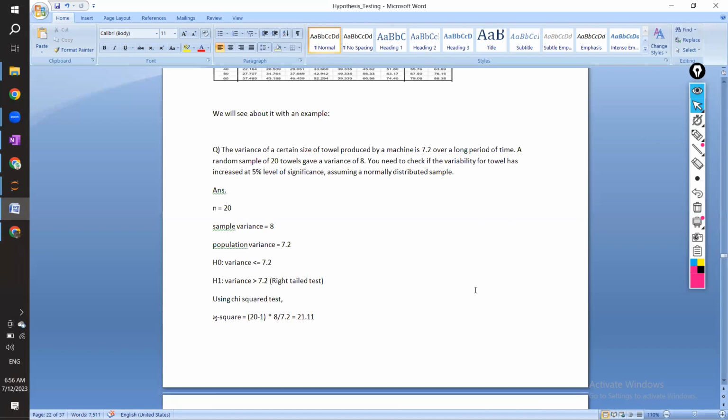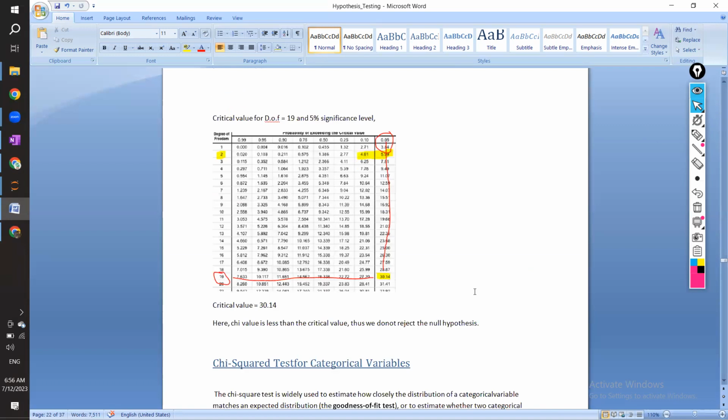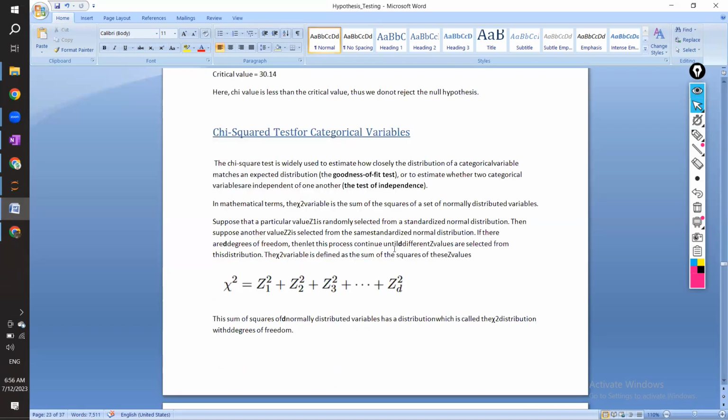Yeah, Santosh. Okay. So now, that is a simple example regarding the chi-square, guys. But mainly chi-square is used for two types of test. One is called the goodness of fit test, and the other one is called the test of independence.